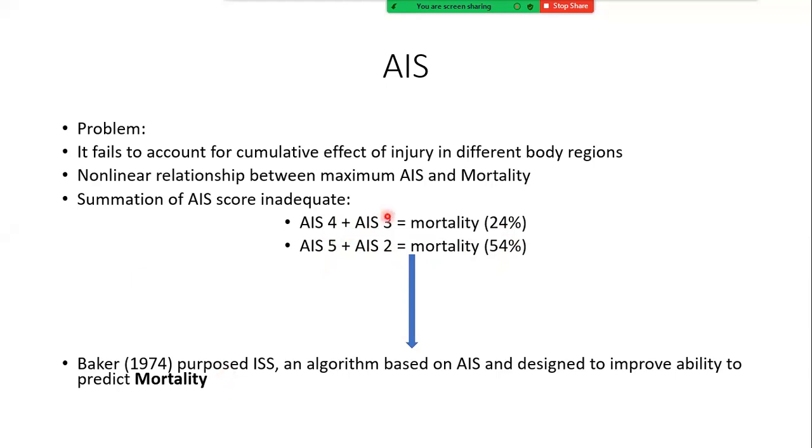To solve this purpose, Baker et al. in 1974 proposed an injury severity score, and it is an algorithm based on AIS. So this scale is basically depending upon the AIS score, and it is designed to improve the ability to predict mortality. So first you understood what AIS is, then seeing this AIS, Baker et al. developed a new score, ISS, to predict mortality.